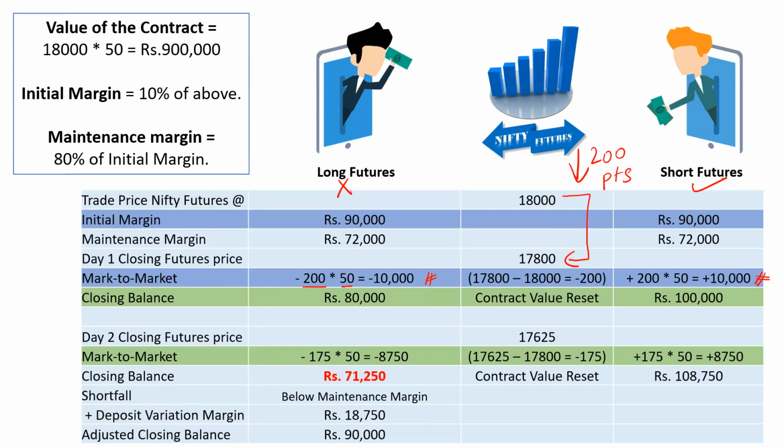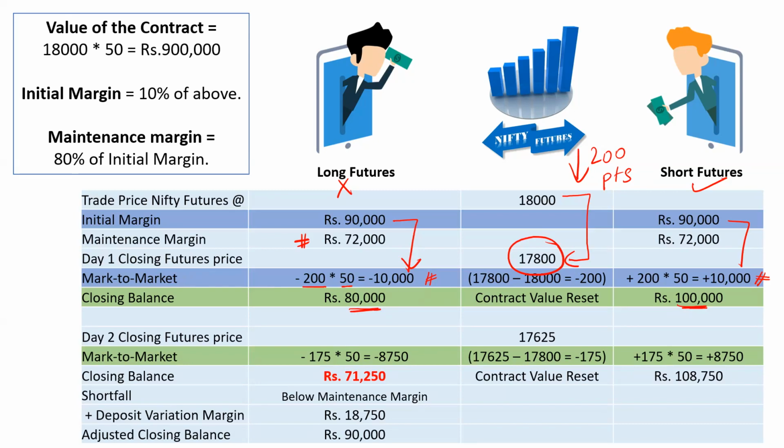So this minus 10,000 and plus 10,000 will be adjusted to the initial margin. So 90,000 minus 10,000 will give you a value of 80,000. So the long is having 80,000 in his account and the short is having 90,000 plus 10,000, which is 1 lakh in his account. Now both these amounts are greater than the maintenance margin. So no need to do any kind of adjustments over here. Now the value of the contract is reset. That means for the next day's calculation, we are going to use the opening price as 17,800.